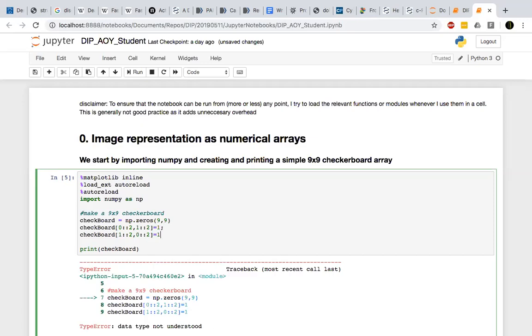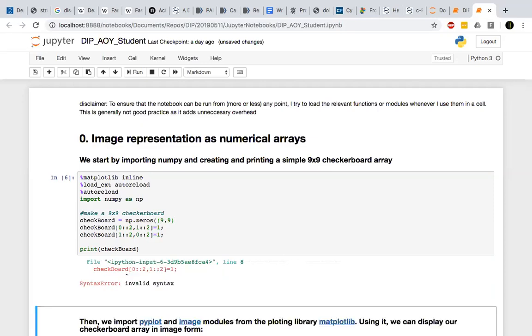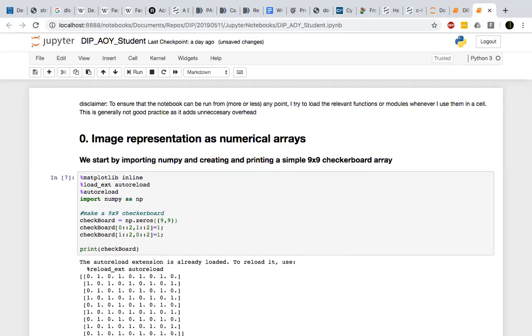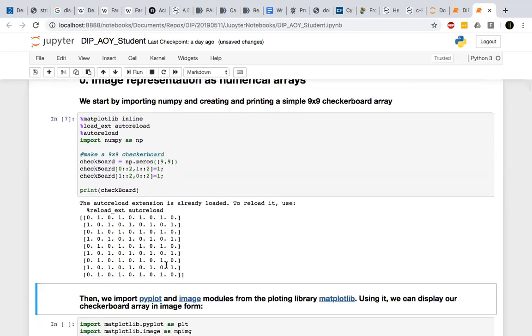Or not. Zeros, I just didn't call zeros right. What did I do? Oh, yeah, sorry. Yeah, the size should be in parentheses. Thank you for the autocorrect. So you see I get this matrix of 1s and 0s.